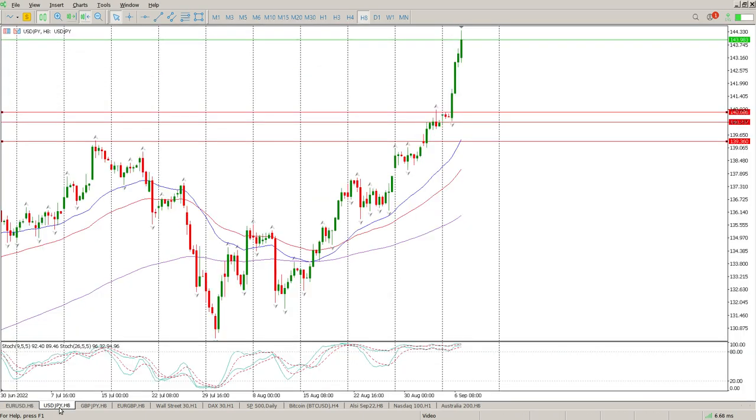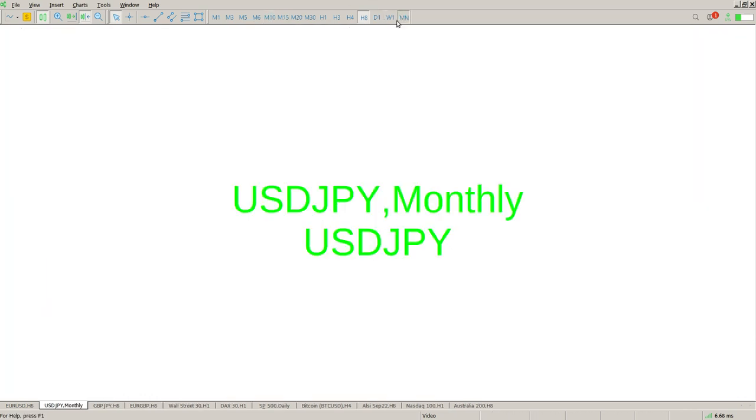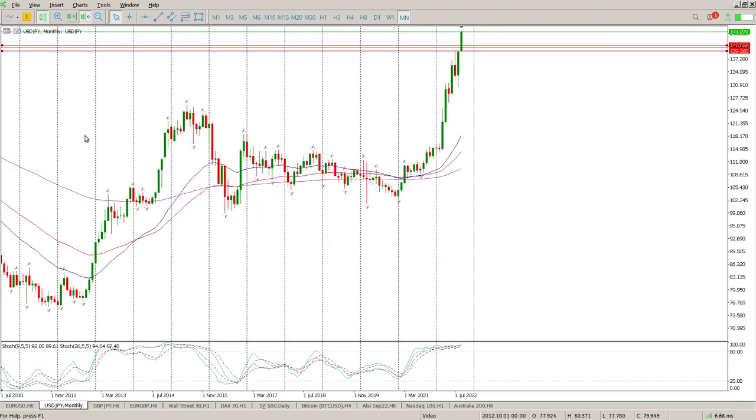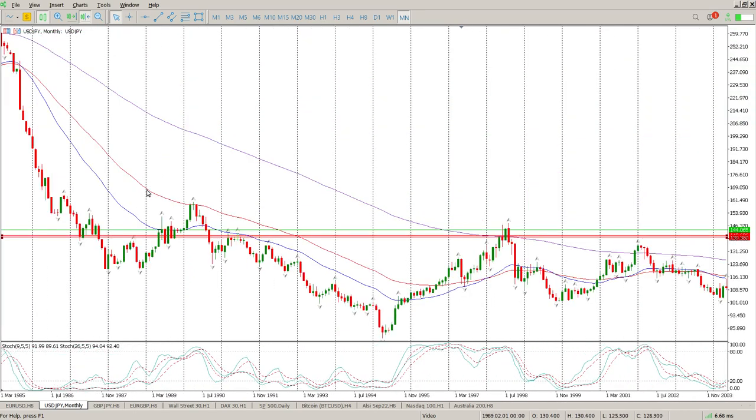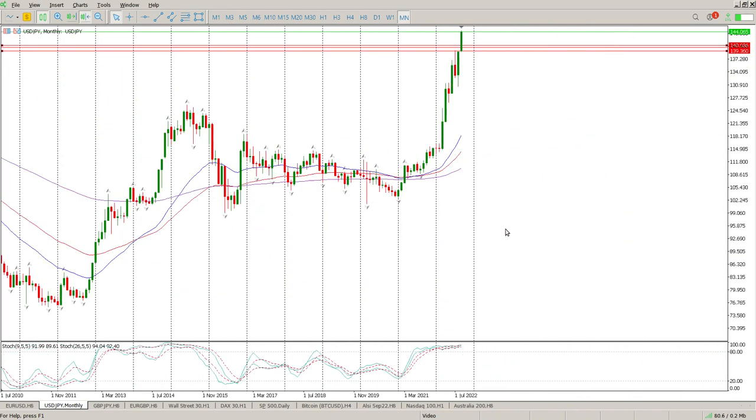Moving on to US dollar Japanese yen, pretty much an explosive continuation to the upside. Let's go to the monthly, I think, which will give us some kind of indication of what is to the left. If we start scrolling to the left here, you're going to see we're in an area, and I suppose that's probably the level we need to pay attention to. We're in an area where selling has been happening for quite some time, all the way back to 1995 here. Look how far away we are from the moving averages at the moment.